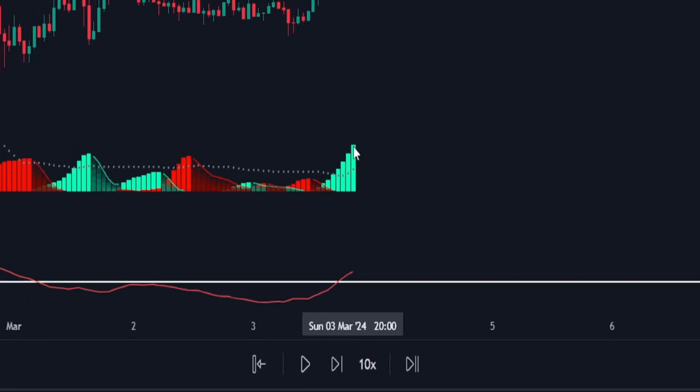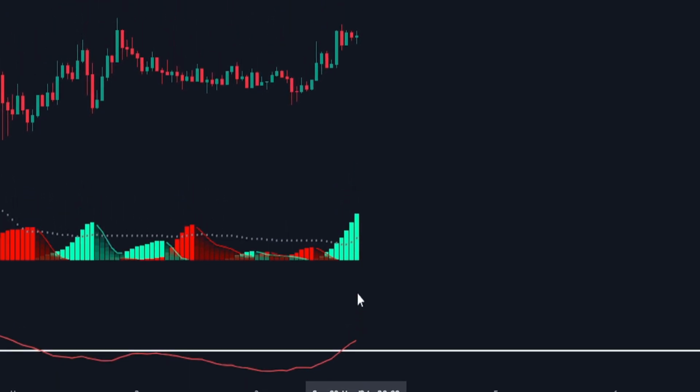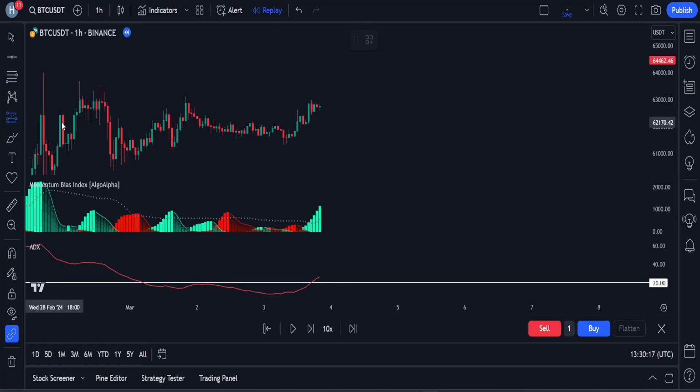And then at the time the crossover happens, you would need the histogram of the momentum bias index indicator to be green in color. Keep in mind that the histogram should also close above this gray dotted line. So if these two conditions are fulfilled, we can open a buy trade here.